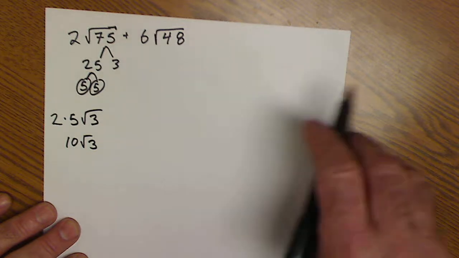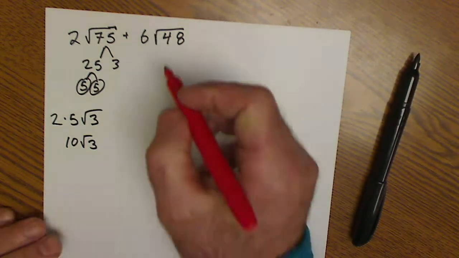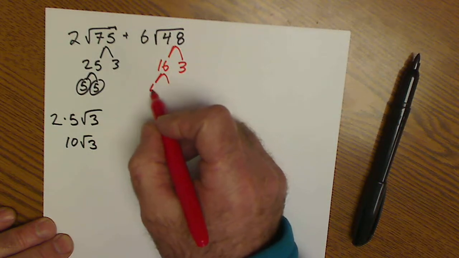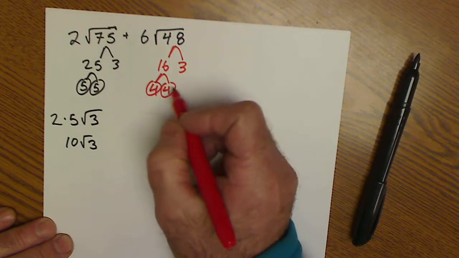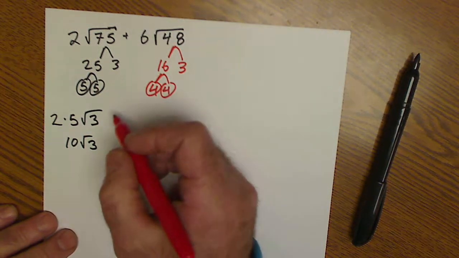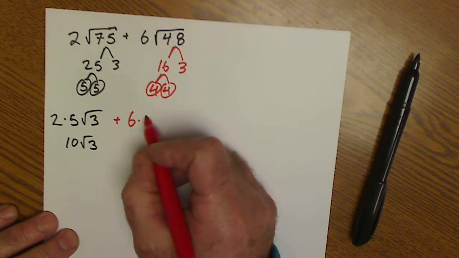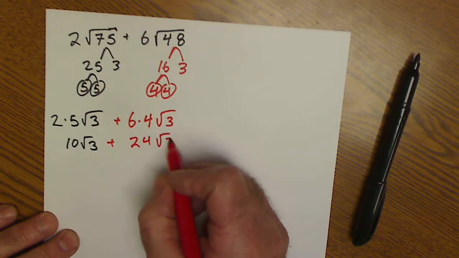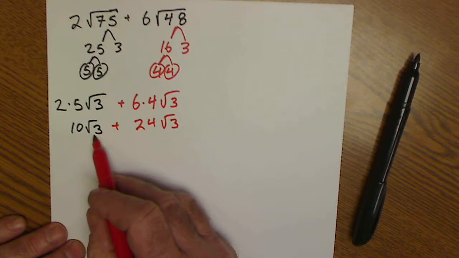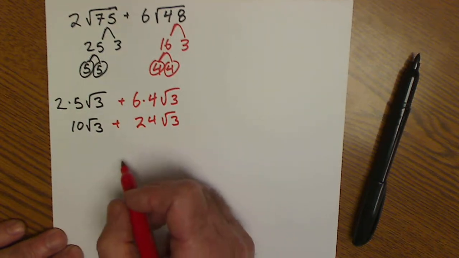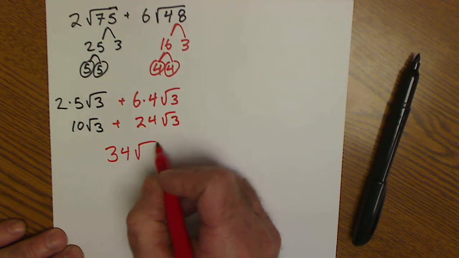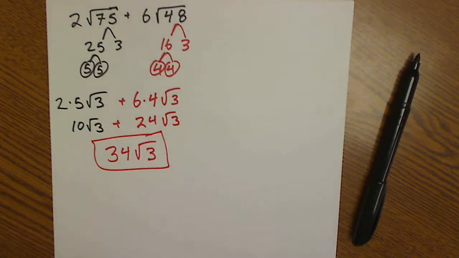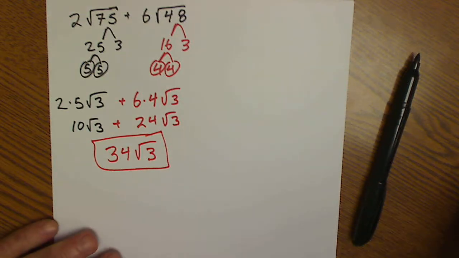Over here on this one, 48 is a 16 and a 3. 16 is a pair of 4s. For every pair, 1 comes out. I still have that 6 there. So I have 6 times 4 root 3. So that's 24 root 3. Now I'm saying I have 10 of these root 3s plus 24 more of these root 3s, or 34 root 3. So I could combine them if they're the same and cannot combine them if they're different.